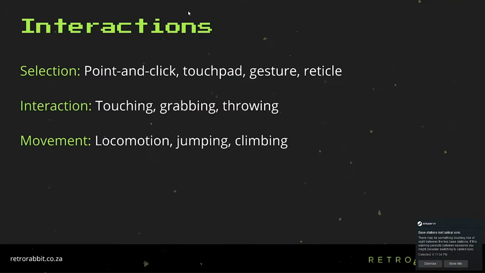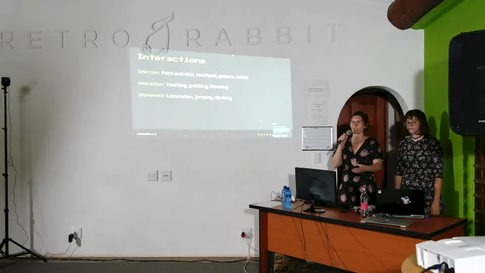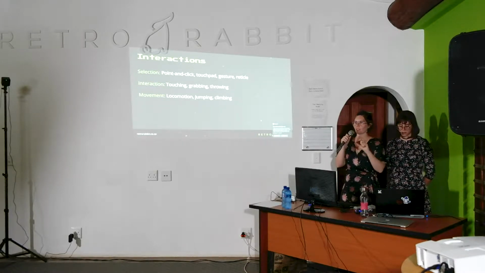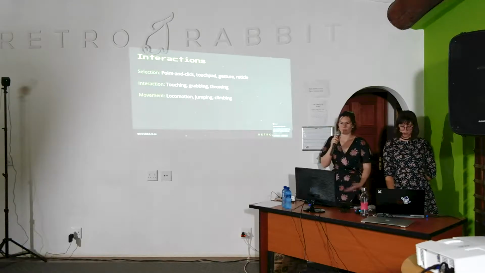Then to create a VR environment, you have different types of interactions you need to keep in mind. So you have selection, which would be point and click. You'll have a laser pointer from your controller and you select things with that. Then you have the touchpad gesture and the reticle. The reticle would represent a mouse pointer in VR. Then with interaction, you have touching, grabbing, throwing. Because you have an entire world around you, you can pick objects up, throw them around, interact with them as if they're your menu. Then lastly, we have movement. So you have locomotion, jumping, climbing, which allows you to move in the virtual environment.